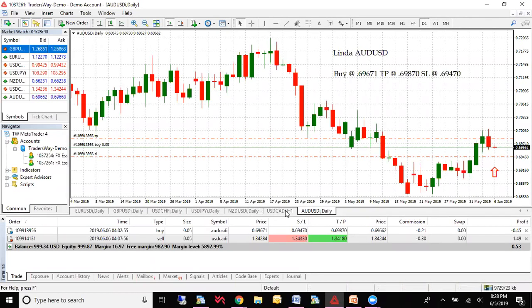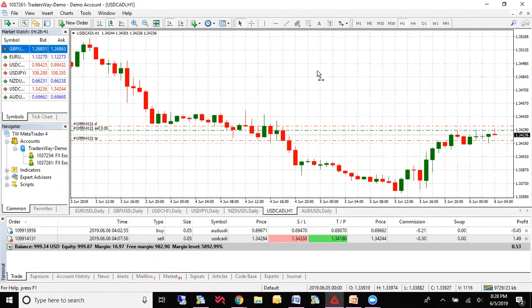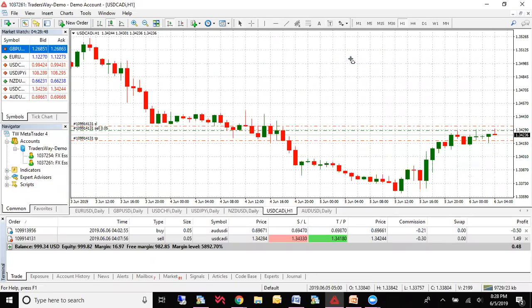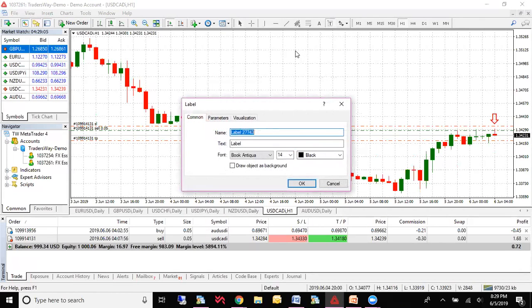USD CAD, we would do the exact same thing. Put in my arrow. My arrow is going to be a down arrow because I entered into a sell. I'm actually surprised this trade hasn't closed out yet with that little 5 pip stop loss. So I executed a sell. There is my arrow, my trade details, and my name and currency pair, Linda, USD CAD.